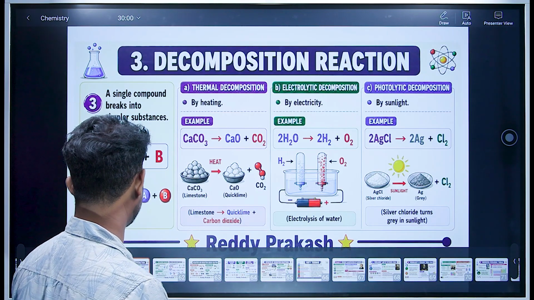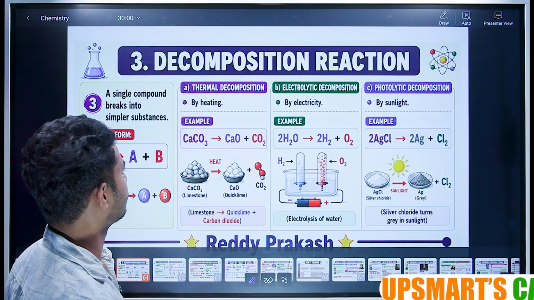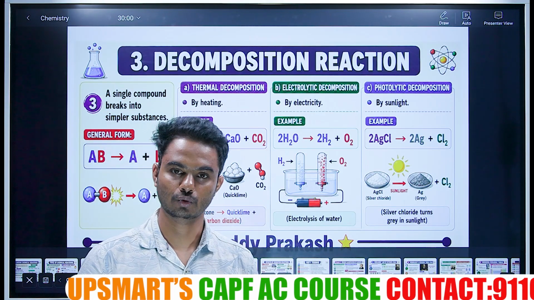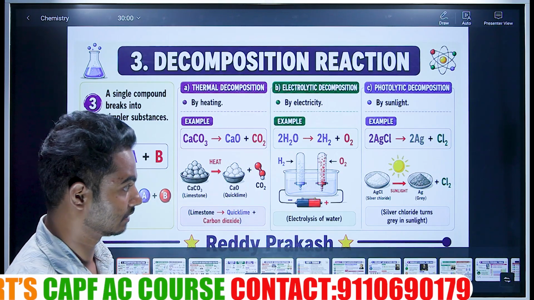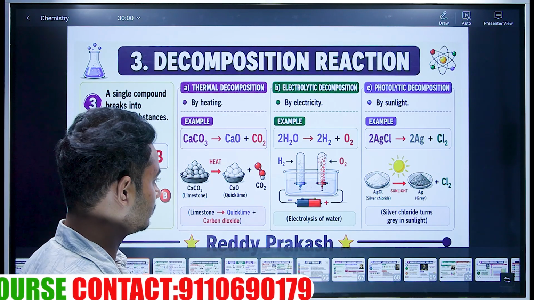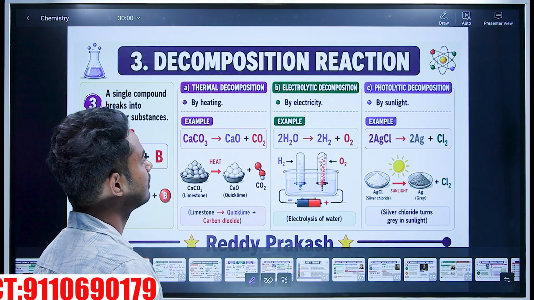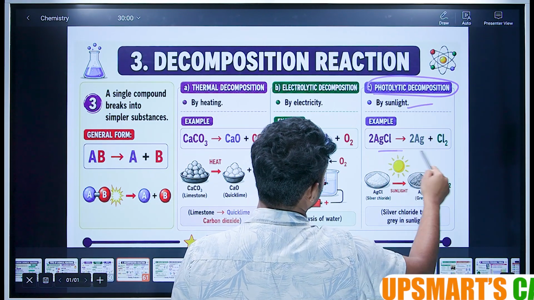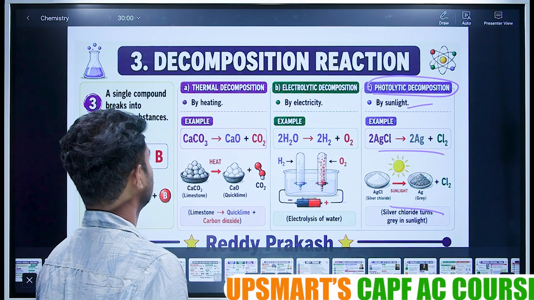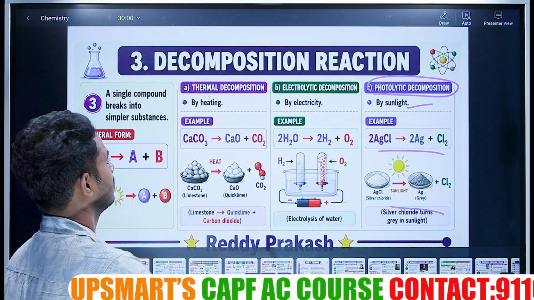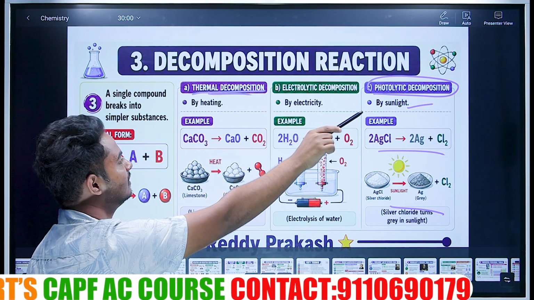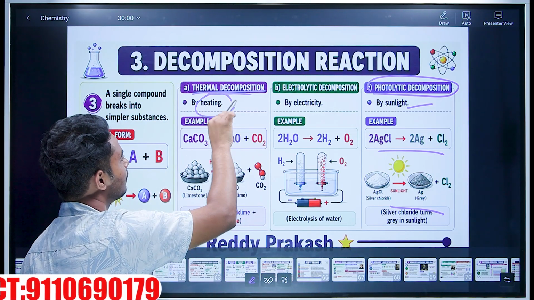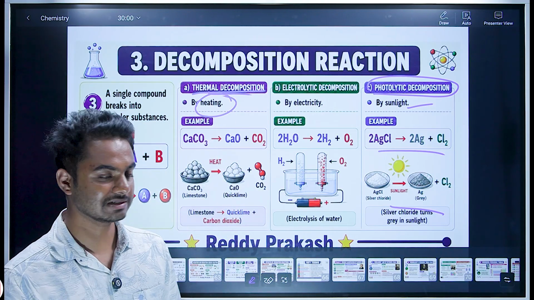Next is decomposition reaction. I told you what decomposition is. Breaking of a compound into two or more compounds is called decomposition. There are kinds of decomposition reaction. We have studied photolytic decomposition, that is done. Next is thermal decomposition. Photolytic means sunlight should be there. Thermal means heat. Any kind of heating is thermal.